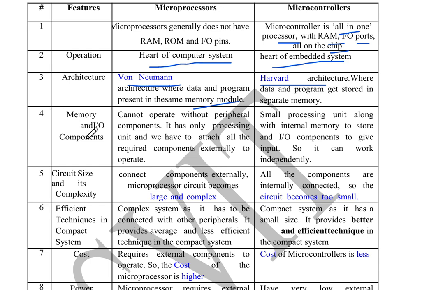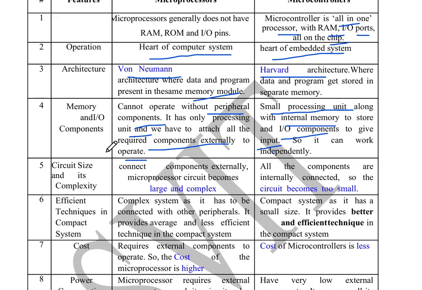Fourth one, memory and input output components. Microprocessors cannot operate without peripheral components, that is, external components. It's only a processing unit, and we have to attach all the required components externally to operate. Whereas a microcontroller has a small processing unit along with its own internal memory to store and IO components to give input. So we need not attach anything to a microcontroller to perform.